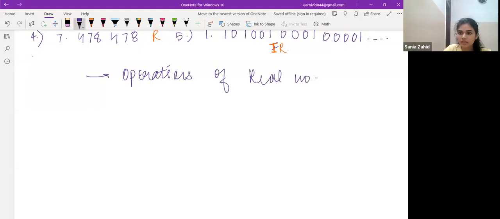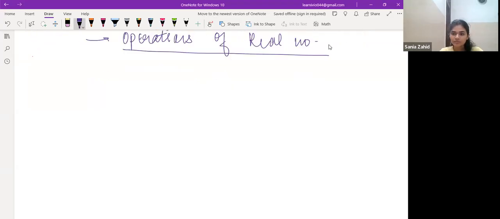Real numbers. Okay, just a quick question, children. What are real numbers? Ma'am, they consist of rational and irrational numbers. Rational as well as irrational numbers together constitute real numbers, right? So in this section, we are going to talk about all the expressions between the rational as well as irrational numbers.